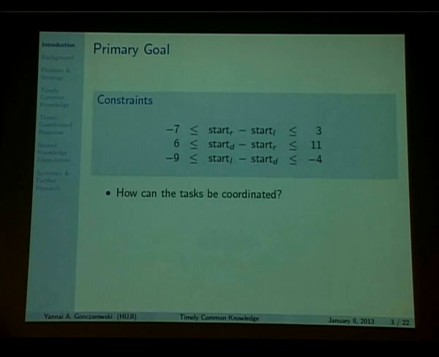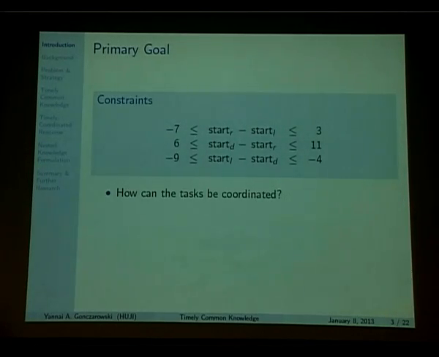Actually, these are the constraints if we think about everything that we can deduce in this way. We get that R must start no later than 3 after and not before 7 before L. And the same we have 6 and 11 between D and R, and 9 and 4 between L and D. And we're asking, how can these tasks be coordinated? The answer is simple. Once the car enters the car wash, L and R should start right away, wait 6 minutes for both of them to finish, dry the car.